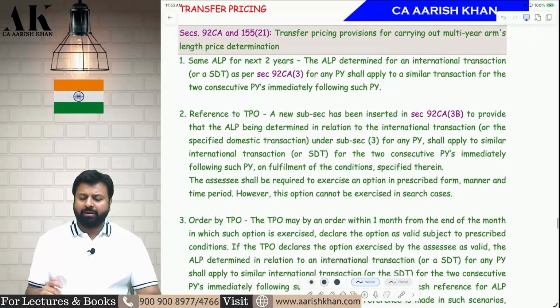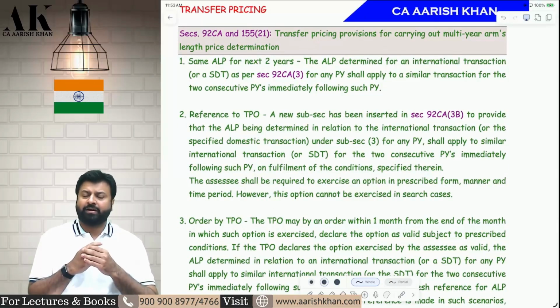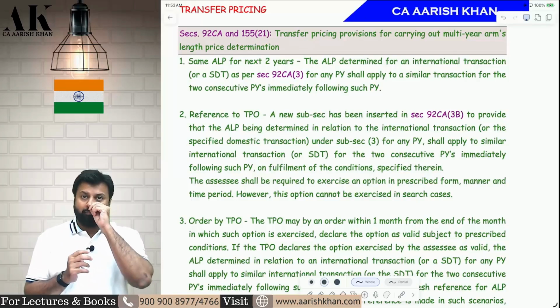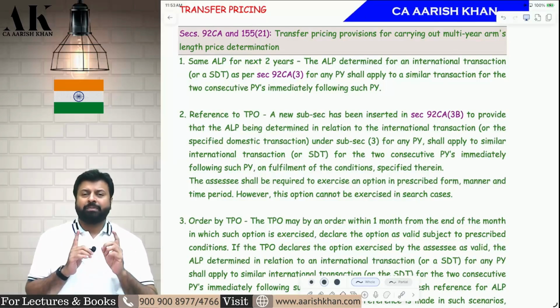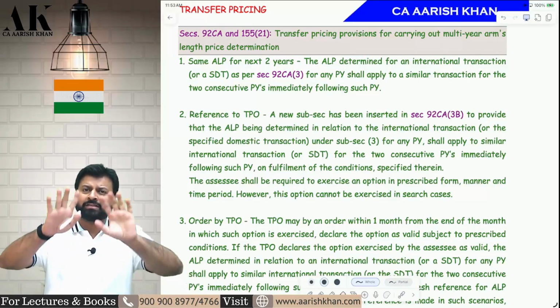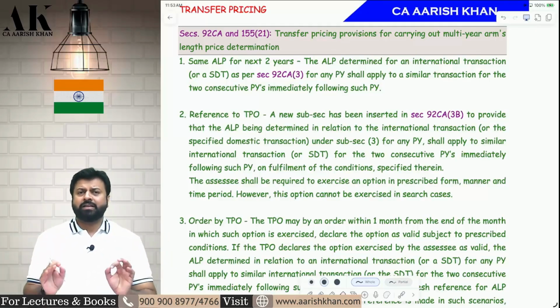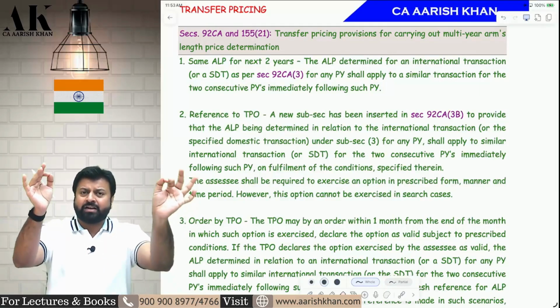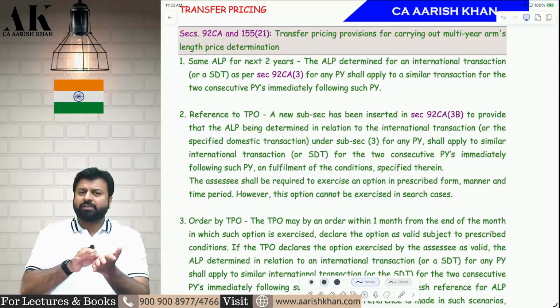Now, one very important amendment has been made in Finance Act 2025. What is that amendment? Suppose previous year 25-26 assessment is going on, and in this assessment the TPO has determined the arm's length price of your royalty as 100 crore rupees. Listen carefully. So for previous year 25-26, if the TPO has determined the arm's length price of your royalty as 100 crore rupees, now the TPO has passed the order.